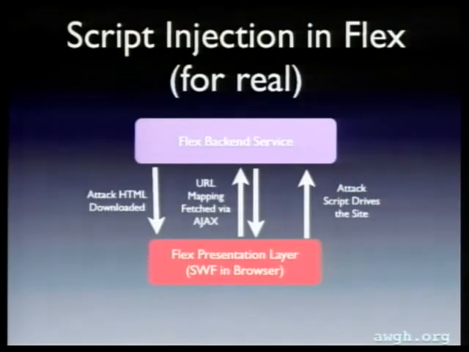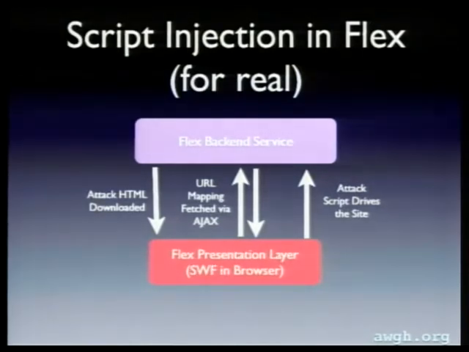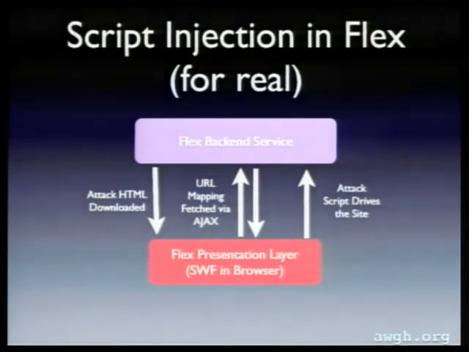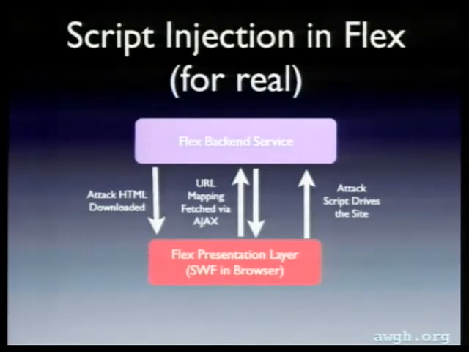So just to go through the whole process, you would upload your attack HTML to the site, and then someone downloads it, and the script executes. The first thing it does is an AJAX request to get the URL mappings, it parses the URL mappings, and then you have credentials on the site and you know what URLs to hit to do stuff. So this is kind of cheating. I've basically just completely avoided Flex. But that's all I got.